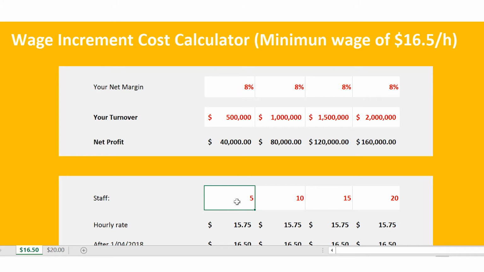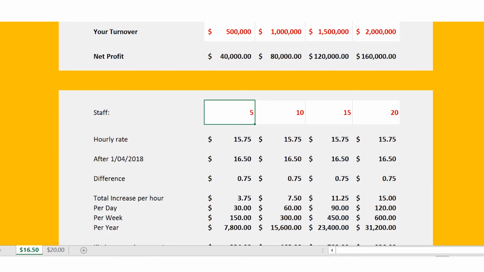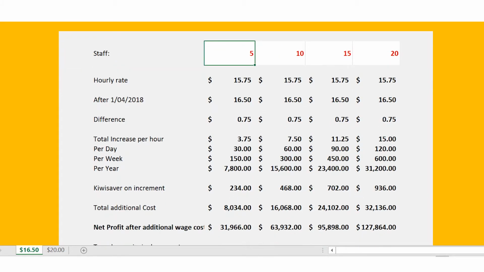That is the number of the staff that you have on the minimum wage. So it's not all your staff, only the staff that you have on minimum wage, which at the moment is $15.75. So we're looking at an increase of that to $16.50, and the difference for the year is going to be $7,800 plus the 3% KiwiSaver if they are on KiwiSaver.